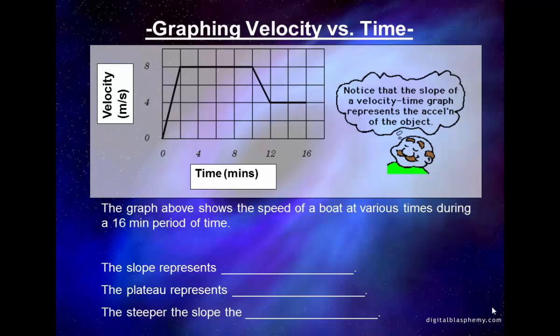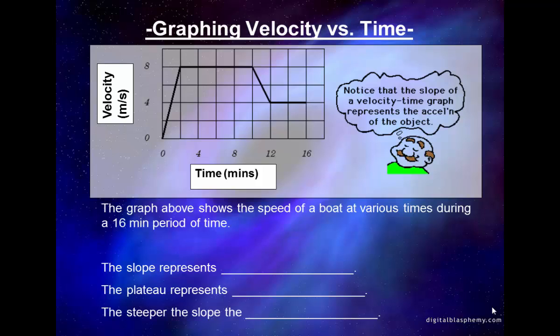so we also often use graphs to illustrate how objects are moving. Okay? And so there's two types of graphs we may use, a velocity versus time graph or a distance versus time graph. So this graph above shows a boat traveling over a 60-minute period. We have velocity on the y-axis, time on the x-axis. Okay, so the line goes up, flattens out, down, and flattens. All right. So what does the slope of the line mean when we look at this type of graph?